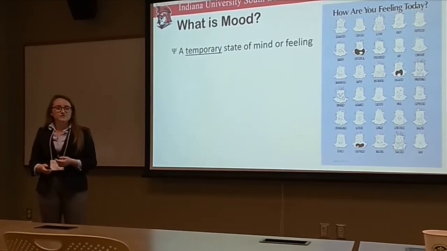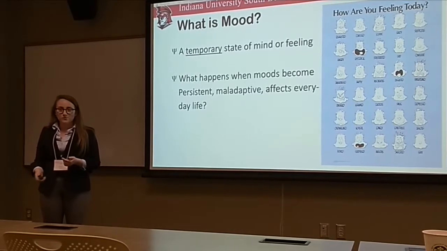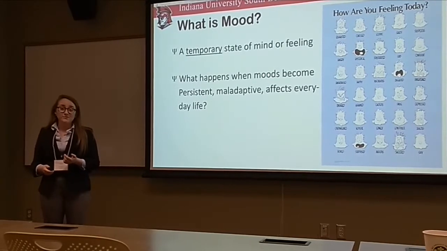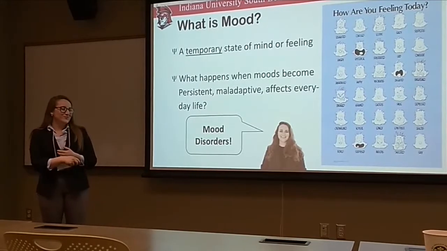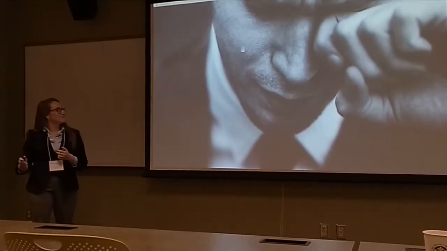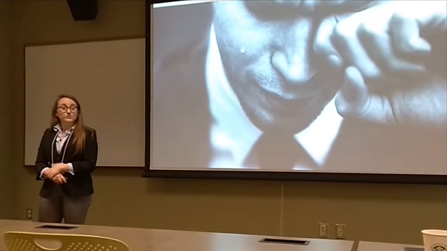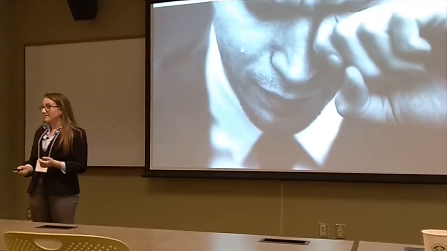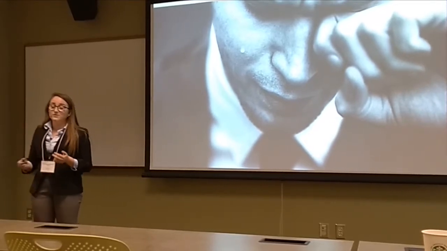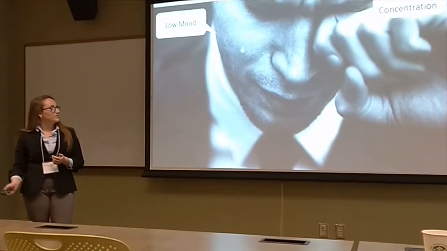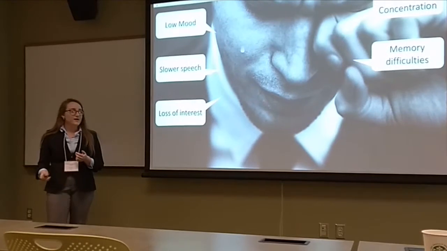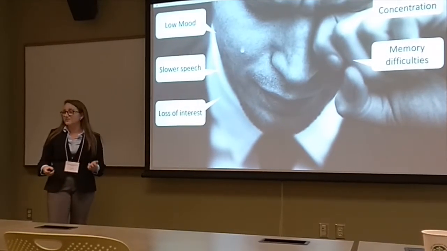But sometimes moods can get out of hand. So what happens when a mood becomes persistent or affects everyday life or becomes maladaptive? That is called mood disorders, as you can see from me right there saying it again. So what is the most common type of mood disorder? That would be depression, which affects approximately 16.1 million American adults per year. And depression is characterized by low mood, poor concentration, slower speech, memory difficulties, as well as loss of interest or pleasure in activities you used to enjoy.